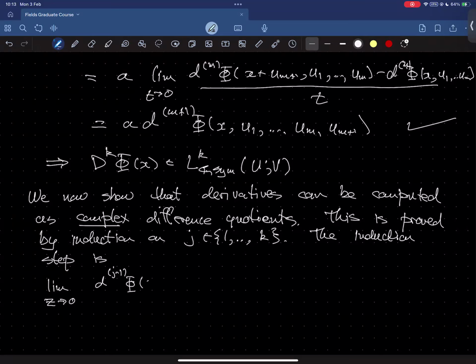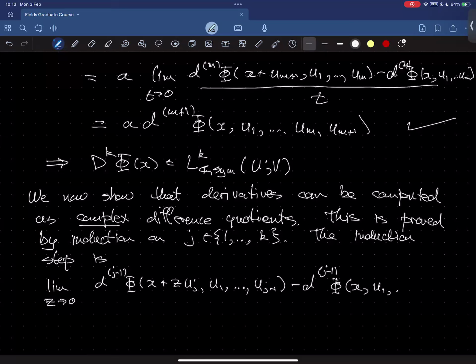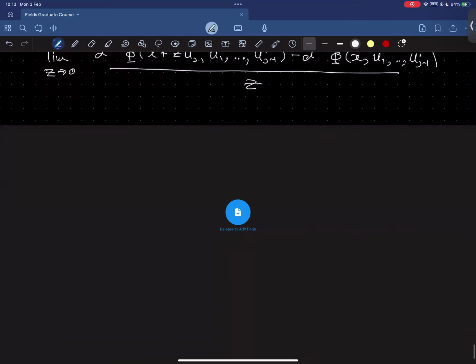So x plus z u j, u1 up to uj minus 1, minus d j minus 1 phi of x, u1 up to uj minus 1, over z.